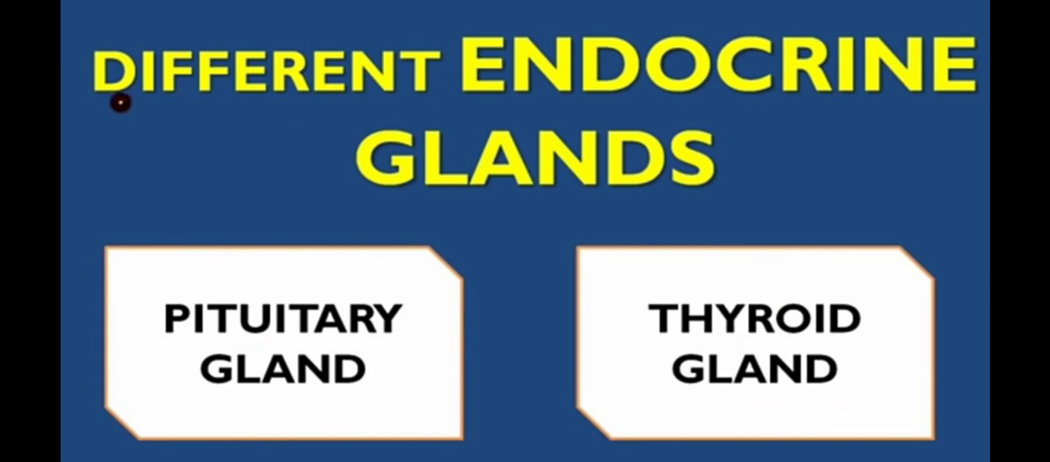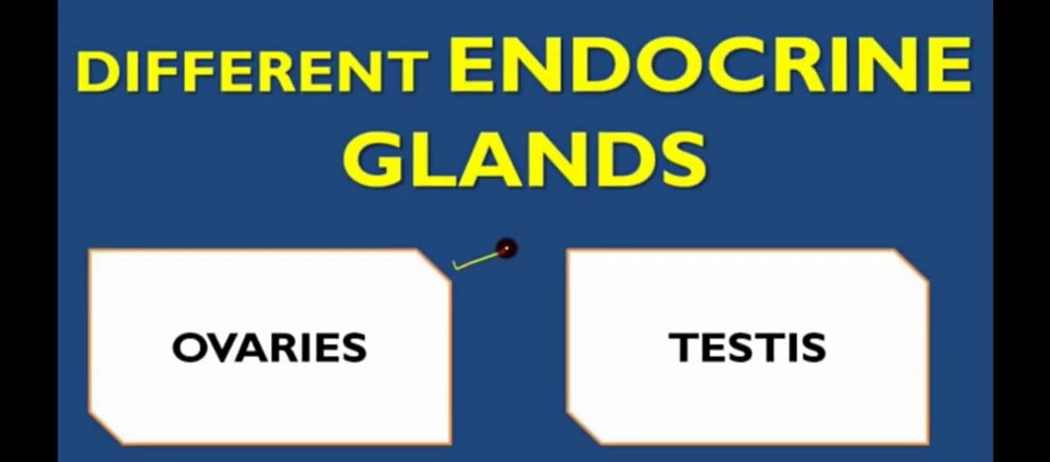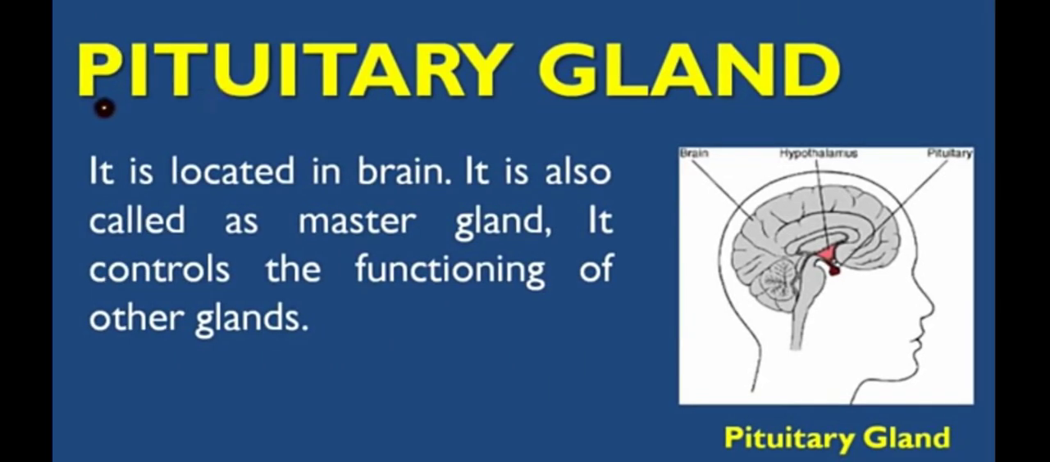Now there are different types of endocrine glands. They are pituitary gland, thyroid gland, pancreas, adrenal gland, ovaries and testes. So we'll study about each of these glands in detail.